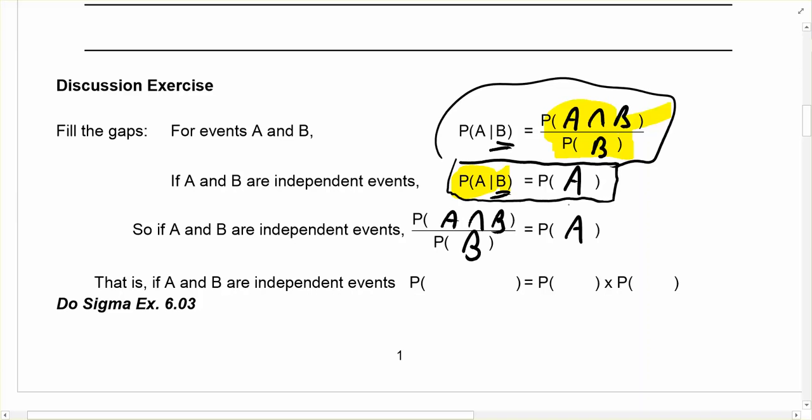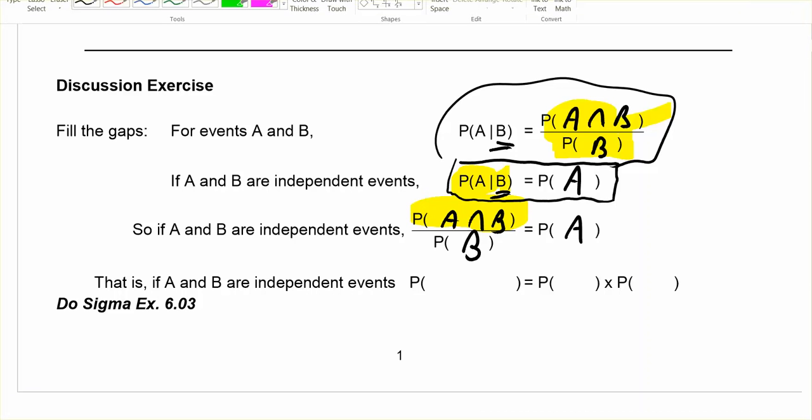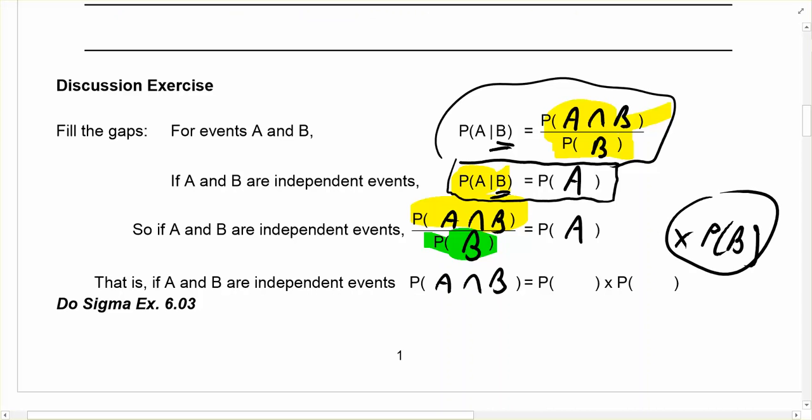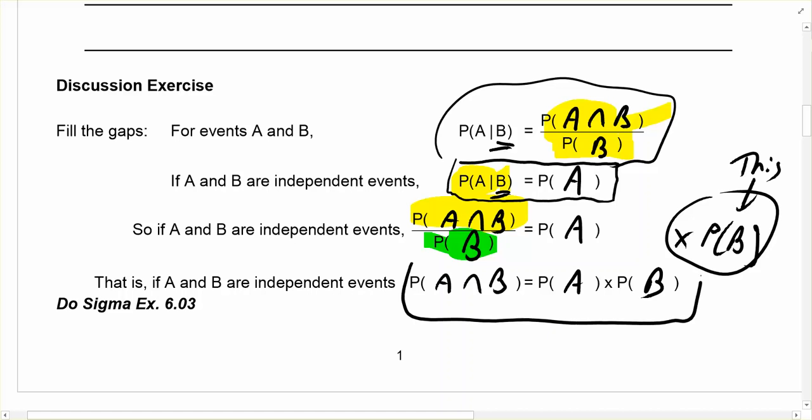Now, if we were to make the probability of A and B both happening the subject of that formula, how would we do that? Well, we'd need to multiply both sides by the probability of B. Wouldn't we? So multiply both sides by the probability of B, and we get probability of A and B equals the probability of A times the probability of B. And that leads us to a faster, simpler way of testing for independence.